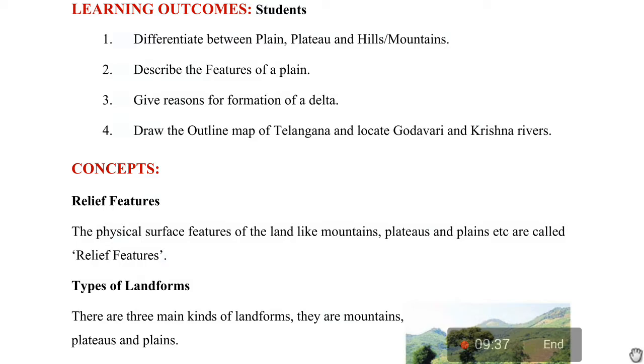And concepts. What is the concept here? Relief features. What are the relief features? The physical surface features of the land like mountains, plateaus and plains, and canyons, etc. are called relief features. Not only these three are the main landforms, but other landforms are also there. These are called the relief features of land.